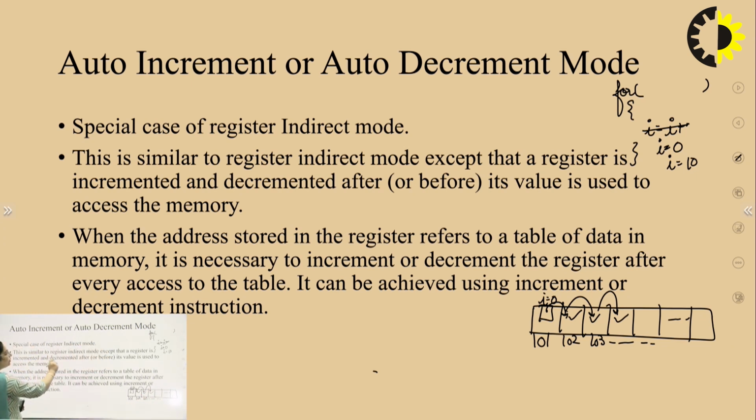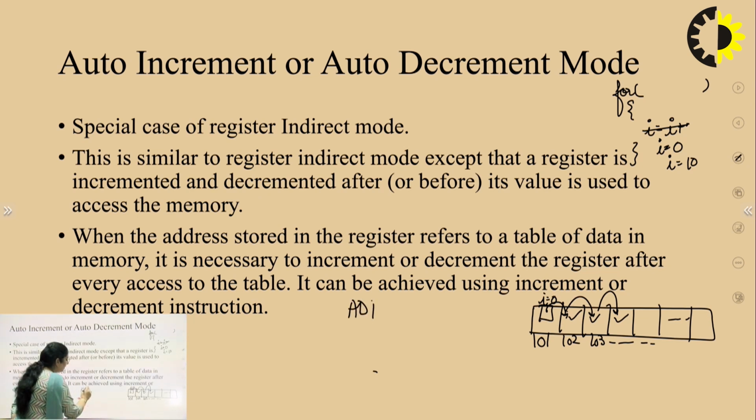So this is similar to register indirect mode. Again, it is not specifying the content itself. It is specifying the memory location where my operand is lying. It is similar to register indirect mode, except that a register is incremented or decremented before or after its value is used to access the memory. When the address stored in the register refers to a table of data in memory, it is necessary to increment or decrement the register after every access to the table.